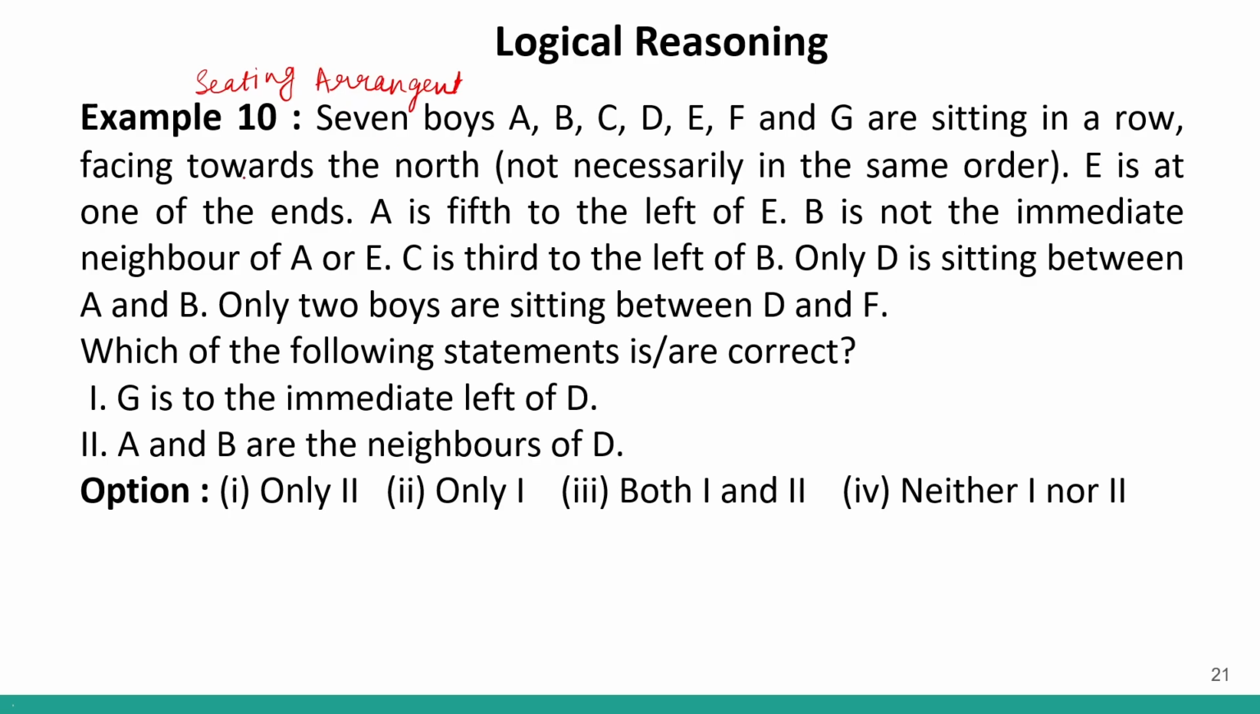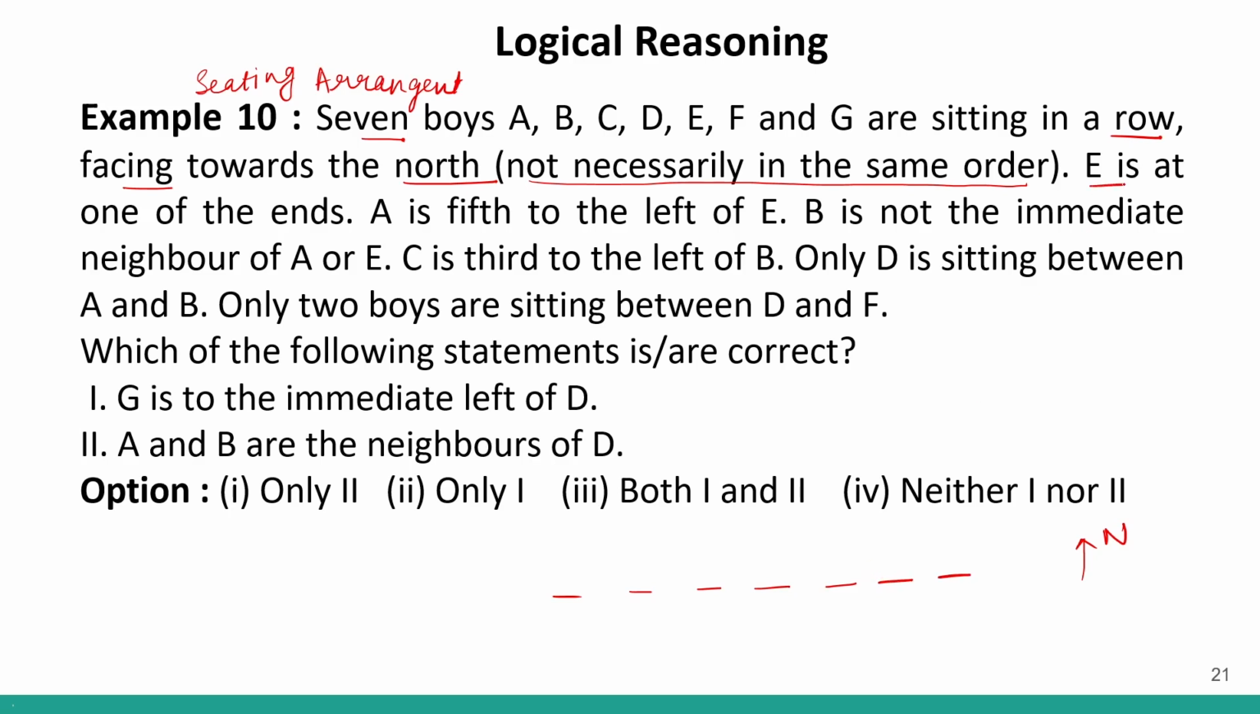Now, over here we have 7 boys sitting in a row facing towards the north, not necessarily in the same order. What do you mean by not necessarily in the same order? That means it is not necessary that A, B, C, D, E, F, G, they are sitting in an order. No, they can be jumbled up. So there are 7 people that are facing towards the north. North is this direction, and they are sitting in a row. So 1, 2, 3, 4, 5, 6, 7 people.